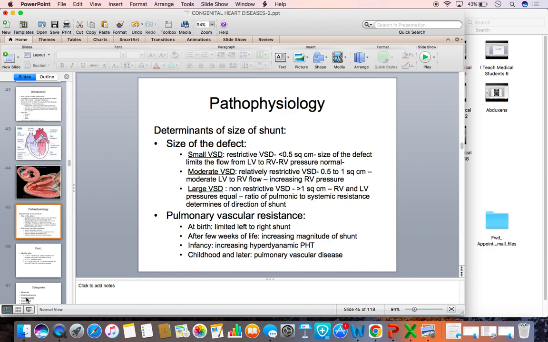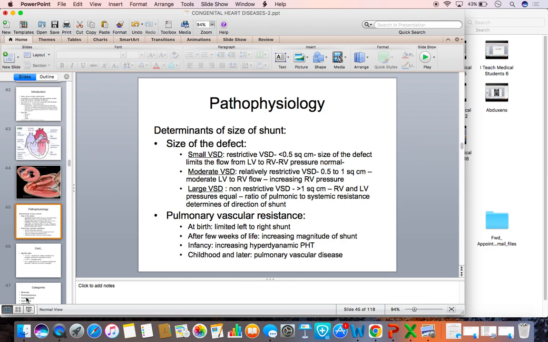Whereas a large VSD, which is a non-restrictive VSD, is more than 1 square centimeter in diameter. RV and LV pressures are more or less equal, and the magnitude of the shunt is dependent upon the ratio of the pulmonary to systemic vascular resistance. These are the features of the VSD depending upon the size.